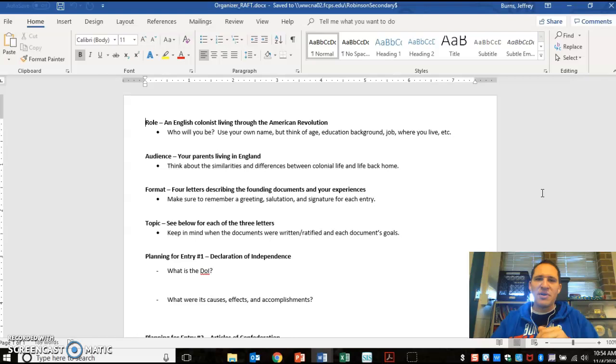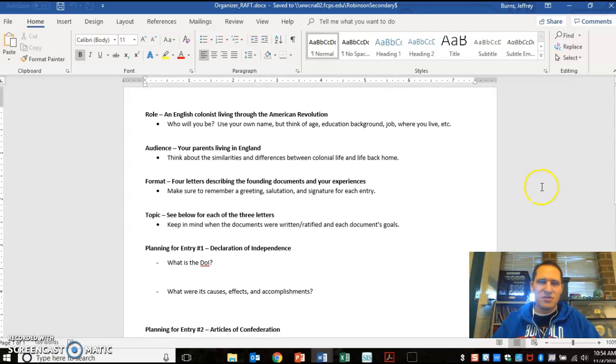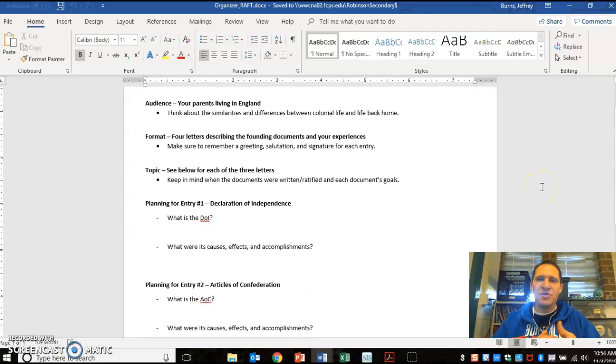Think about similarities and differences between your life in the colonies versus how it was in England. In every document, you need to make sure you have a greeting, which is dear mom and dad or dear family, a salutation, sincerely, love, something like that, and then your name at the end of each entry. And don't forget to keep in mind when the documents were written. I'll give you a little bit more additional information in class about the actual dates that these were ratified so that you know to include a date afterwards.